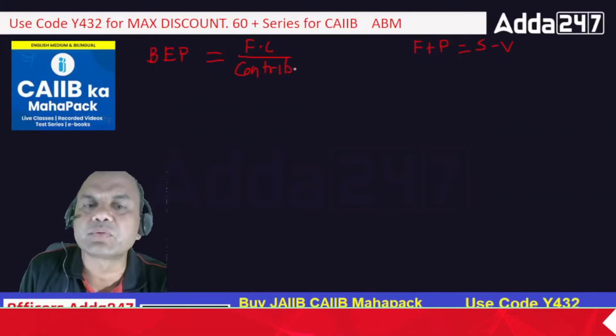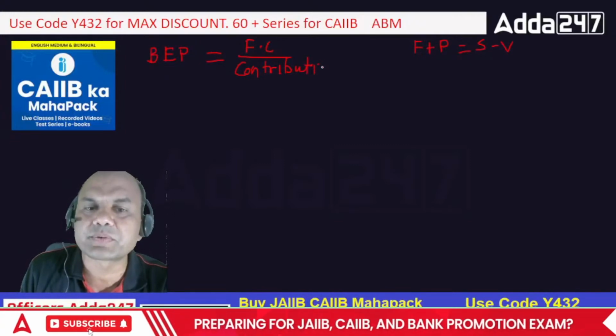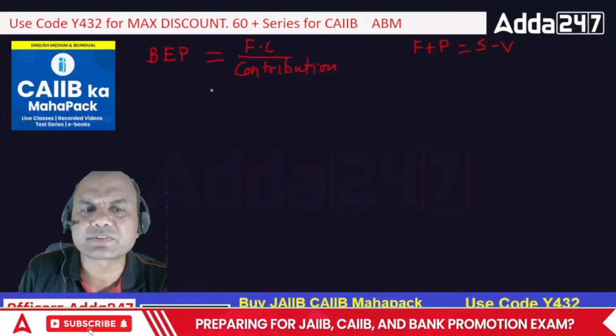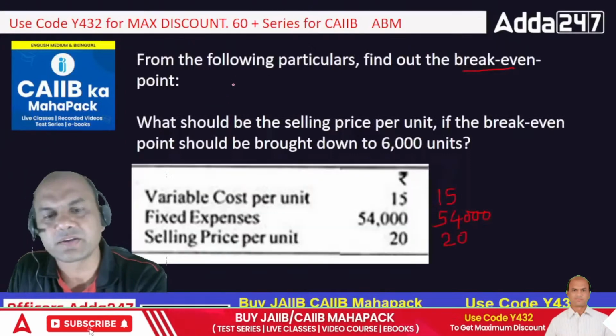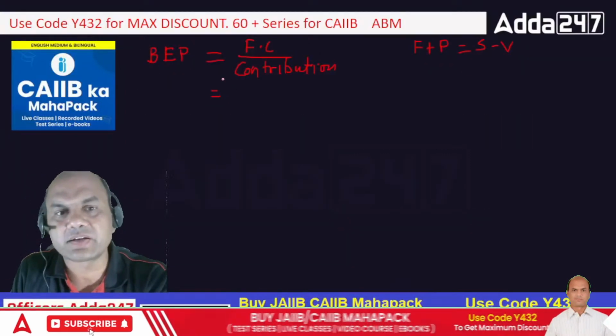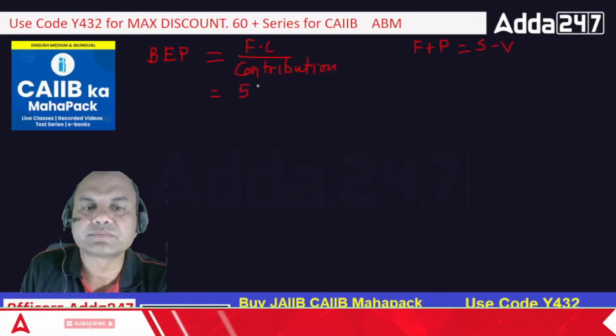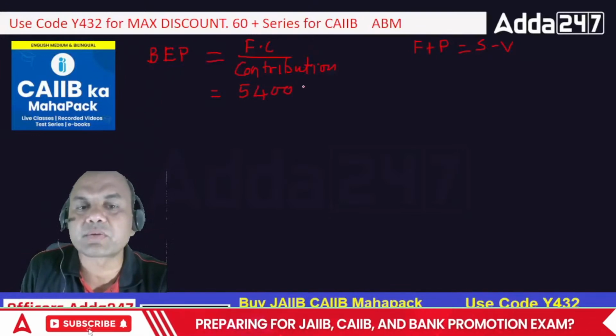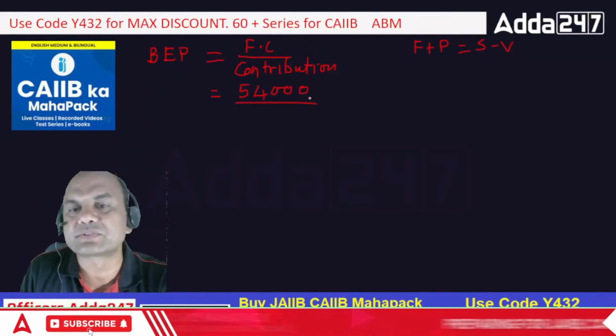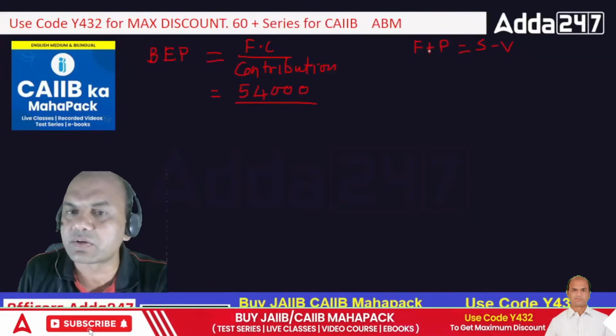So now you have to find out only that fixed cost and contribution. What is the fixed cost given? Fixed cost is already known, isn't it? Yeah, 54,000, right? So 54,000 upon what is contribution? Contribution equals to either of these two. If you know any of these two, you will get the contribution.